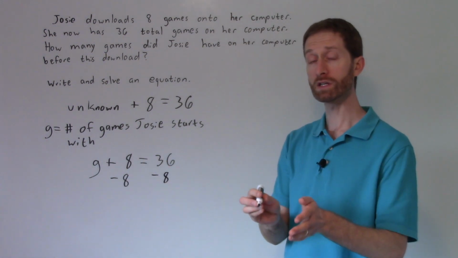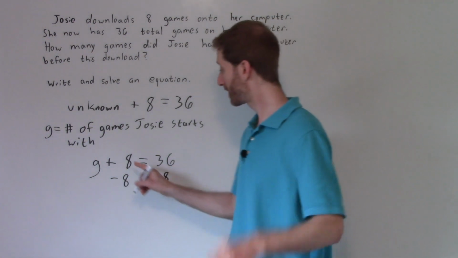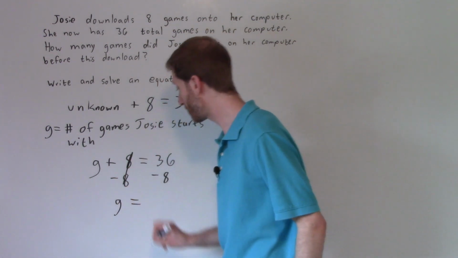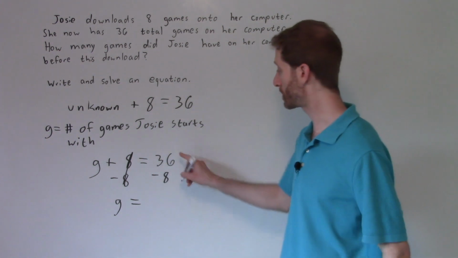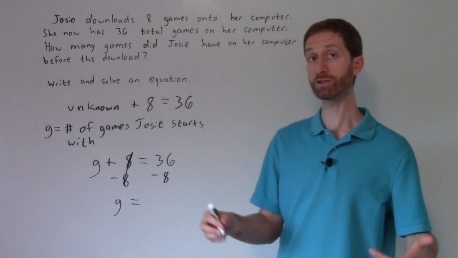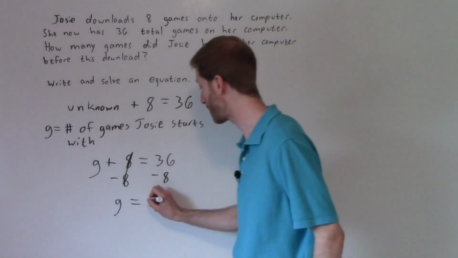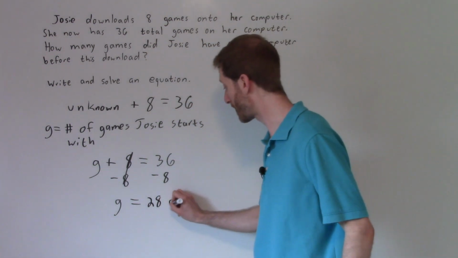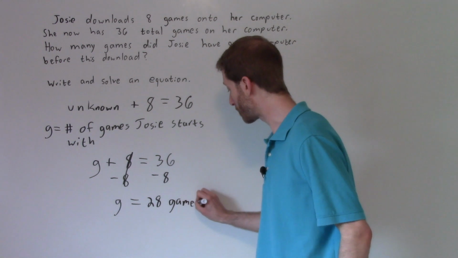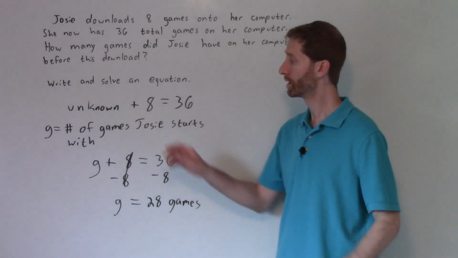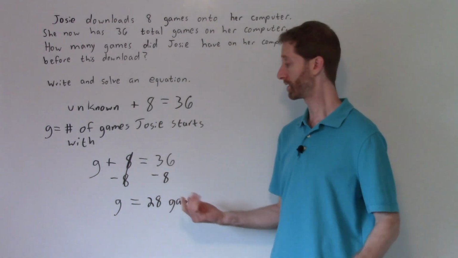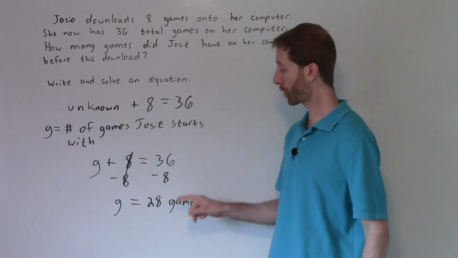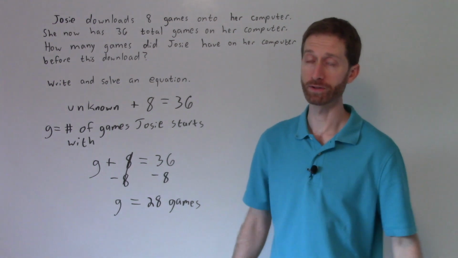Now I focus on each individual operation. 8 minus 8 is 0. So G is equal to, let's see what 36 minus 8 is equal to. If we do some mental math, 36 minus 8 is 28. And I'm going to put units or label that as 28 games. Your teacher may ask you to state in a sentence what your answer is. So you might need to write, Josie began with 28 games before the download.